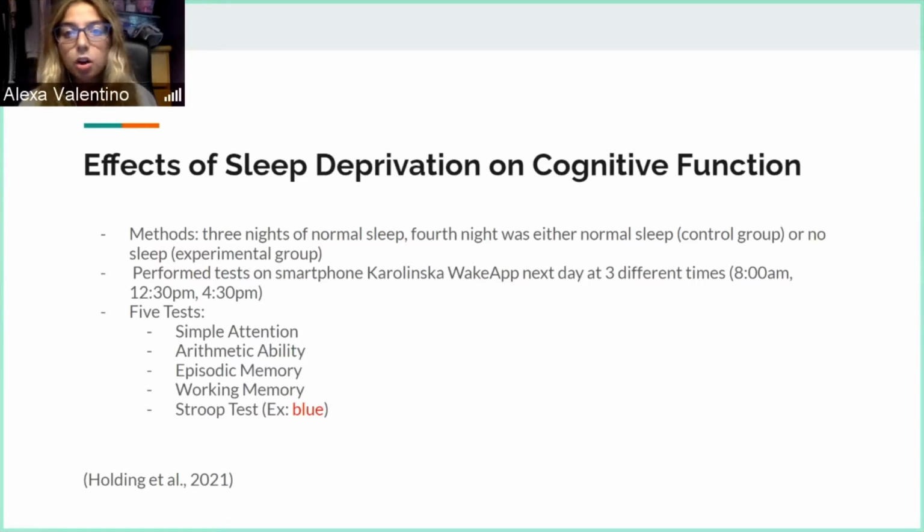After the 4th night, all participants performed 5 tests of cognitive function on the smartphone app called Karolinska Wake App at 3 different times during the day, specifically 8 a.m., 12:30 p.m., and 4:30 p.m. The 5 tests were simple attention, where individuals had to press a button on the lower half of the screen when a message on the upper half of the screen prompted them to. Arithmetic ability, where individuals had to complete simple arithmetic tests.